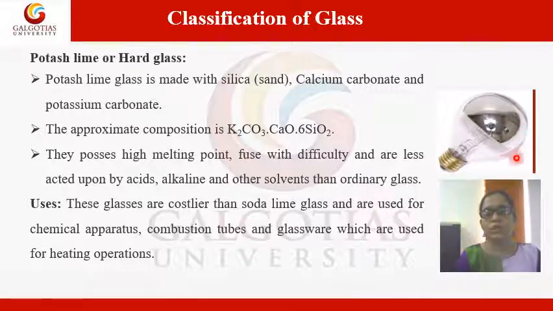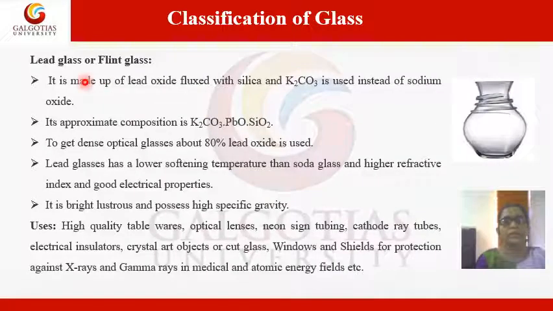See, an example is the electric bulb. This is also made up of potash lime glass. Let us discuss what is lead glass. This is also known as flint glass. This glass is made up of lead oxide fused with silica, and potassium carbonate is used here instead of sodium oxide. The main composition of this is potassium carbonate, lead oxide and silicon oxide. To get dense optical glasses, about 80% lead oxide is used during the manufacturing of lead glass.